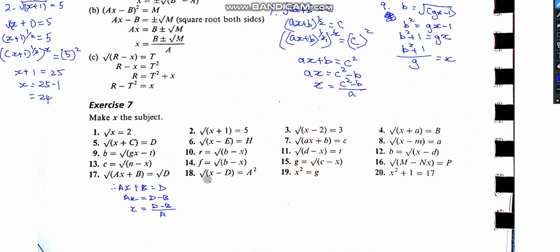Now, what about 18? For 18, I square both sides. I will end up on the left hand side with x minus d. But this one originally was a square, I square it again. When I square this, you end up with a to the power of 4. Now, therefore, x, I bring this over here and it becomes plus d.